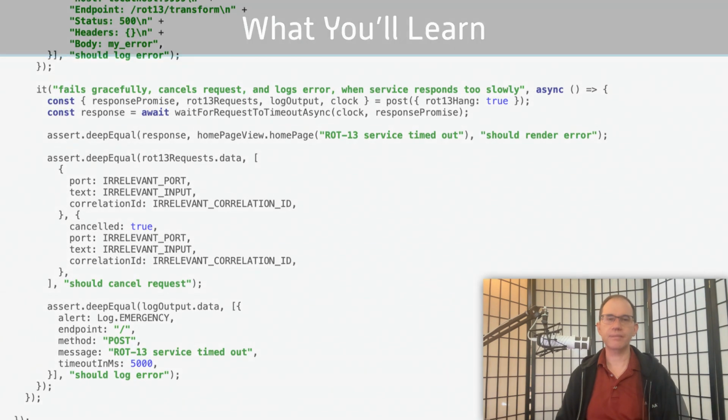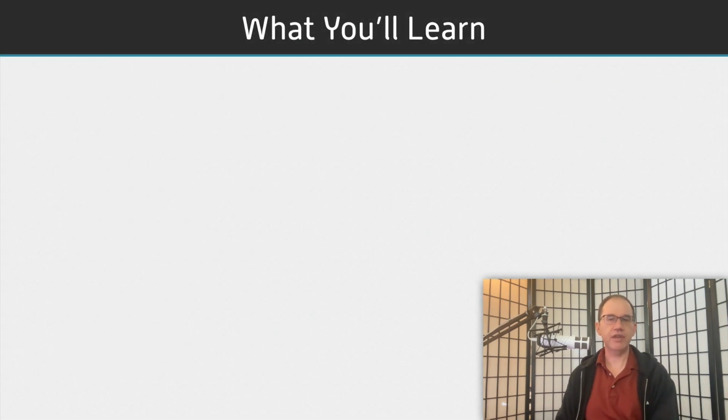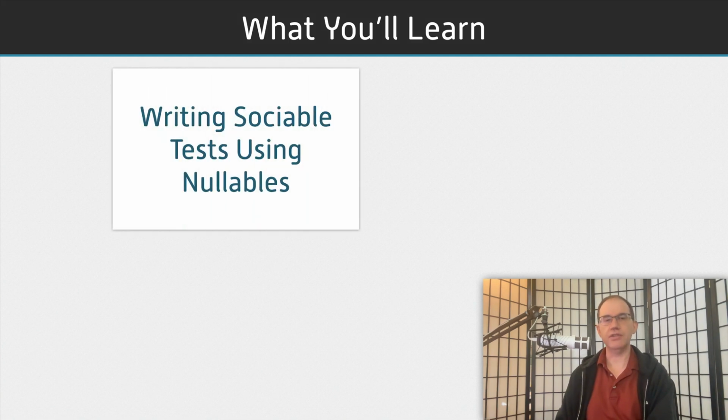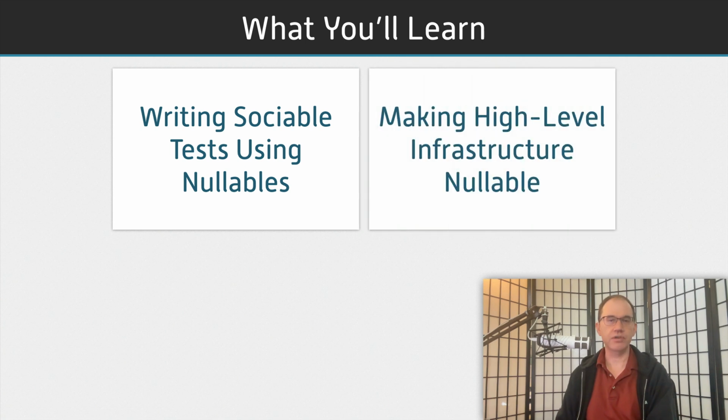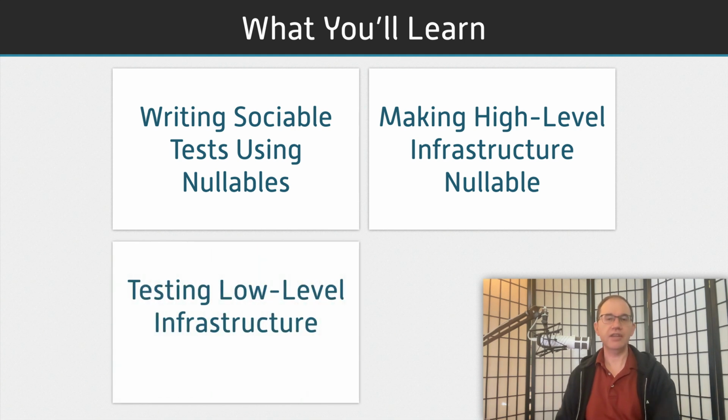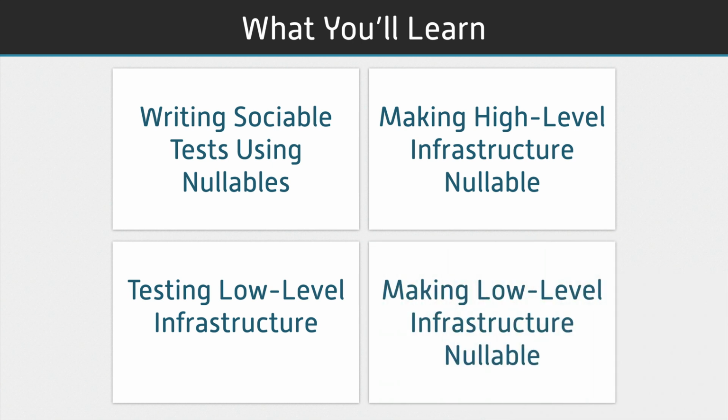In this course, you'll learn everything you need to know to start using these tests in your code. You'll learn how to use nullables as you test drive application-level code. You'll learn how to design and implement your own nullables as you write a high-level infrastructure wrapper for an external service. You'll learn how to write narrow integration tests as you implement a low-level HTTP infrastructure wrapper. And you'll learn how to make the low-level infrastructure wrappers nullable by using embedded stubs. Throughout it all, you'll be working hands-on with real-world code.